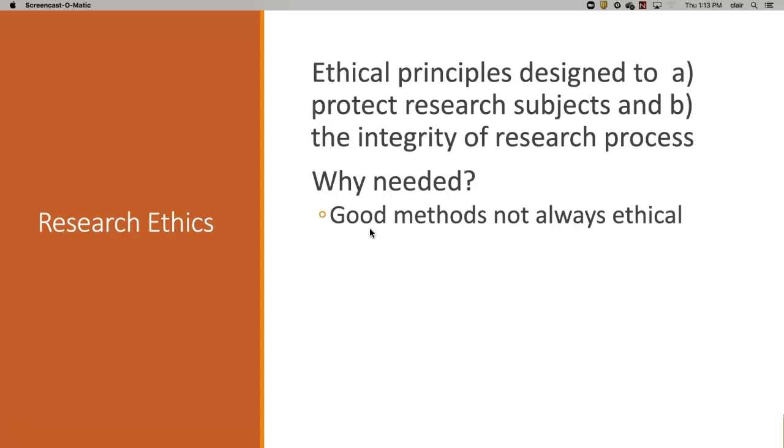The problem is sometimes people's ambitions to come up with really good knowledge or to use good methods can be unethical. Sometimes people can be so compelled by those that they will do unethical things, or can be led down that path. And so that's why we have these ethical principles in place, to prevent people from going down that road.